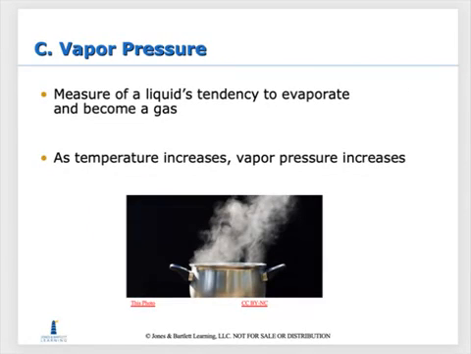Vapor pressure. So this is measuring a liquid's tendency to become a gas, and it coincides with temperature. So higher temperature, your vapor pressure is going to increase. Same thing at boiling water. We know that as the temperature goes up, so does that ability for it to become a gas.